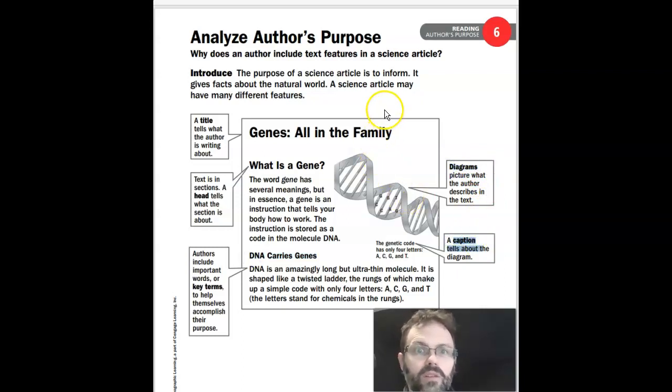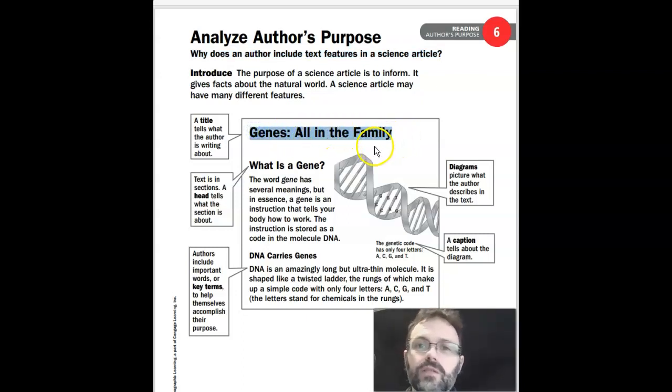When you write, you have to plan. You don't just write without thinking, you have a plan. So when you read, you should think about what is the author's purpose? Why did the author choose this title, for example? So today, why does the author include text features in a science article? Our article is about genes. It's a science article. And as you read, you're going to ask yourself questions about what the author's purpose might be. So you're going to read text features.